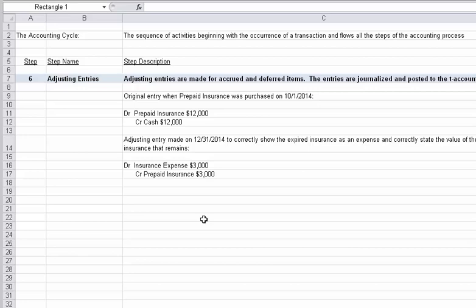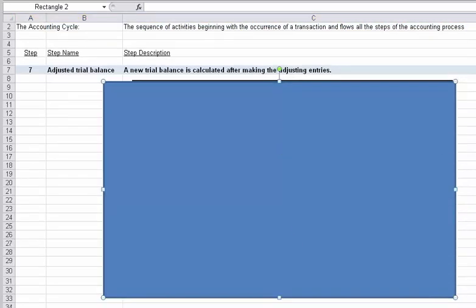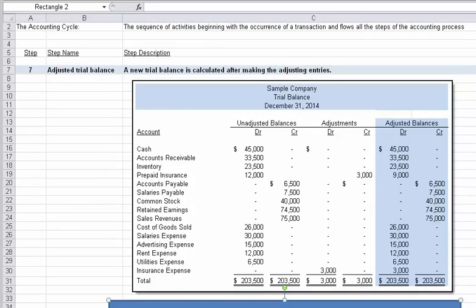Okay, after step 6, we move on to the adjusted trial balance. Now, the adjusted trial balance is where we prepare a new balance, and it's calculated after making the adjusting entries. All right, so let me slide this off the screen. And here's an example for sample company of a trial balance.